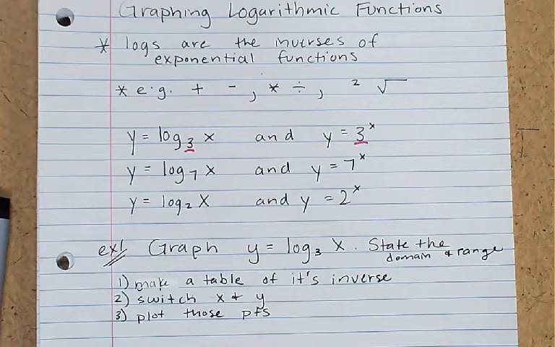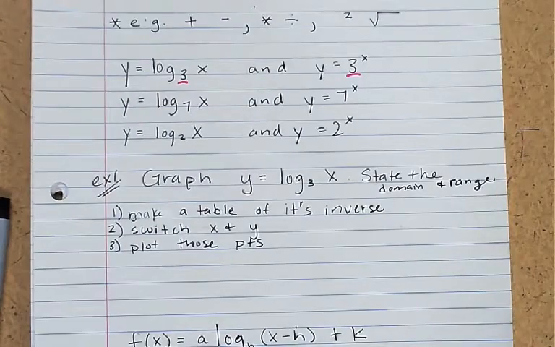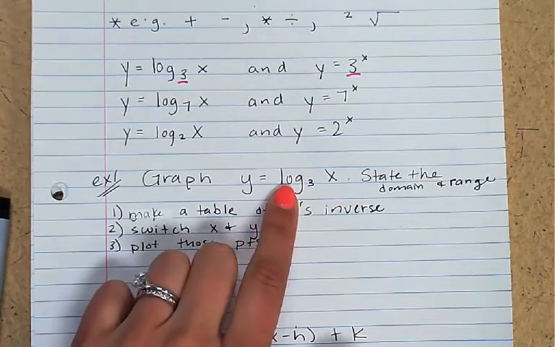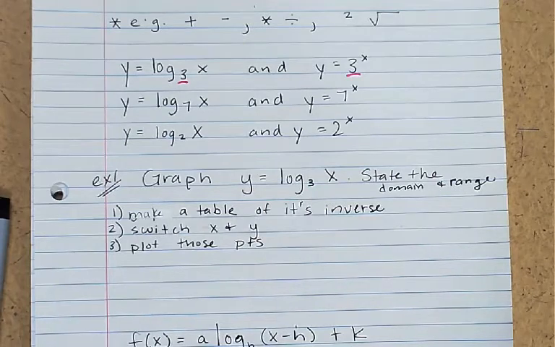So when you graph, this first one, we're going to graph y equals log base 3 of x and eventually state the domain and the range. You make a table of its inverse. So we're going to write it in exponential form, and then make a table of that, because it's easier to do it that way than to do a table with log base 3 of x. And then because it's the inverse, all we have to do is switch the x's and the y's, and that will be the graph of log base 3 of x, and plot those points.